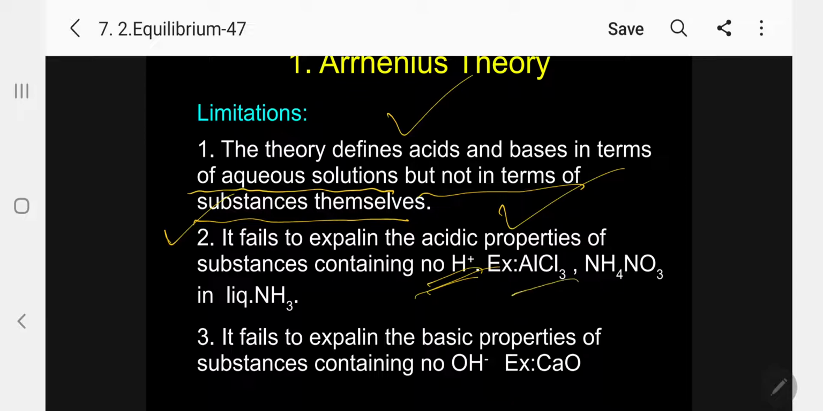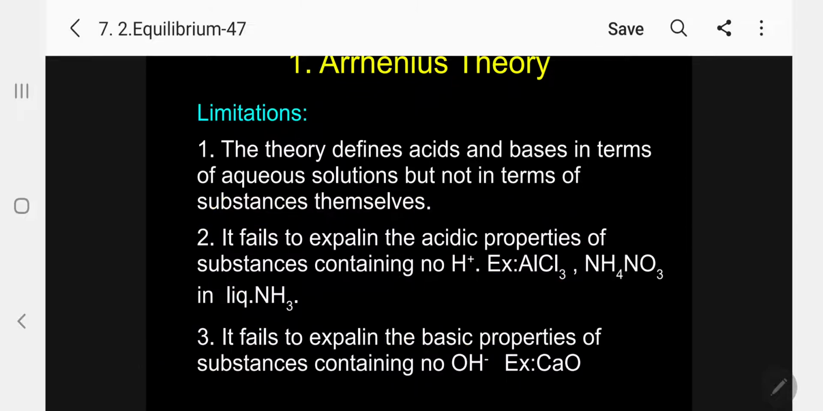Second limitation: it fails to explain the acidic properties of substances containing no H plus. For example, aluminum chloride is an acid, but there is no H plus. Liquid ammonia is a base, but there is no OH minus. Kindly follow. So this theory fails to explain acidic properties of substances containing no H plus, and also basic properties of substances containing no OH minus. Third, without OH minus, there are substances which behave as basic substances.